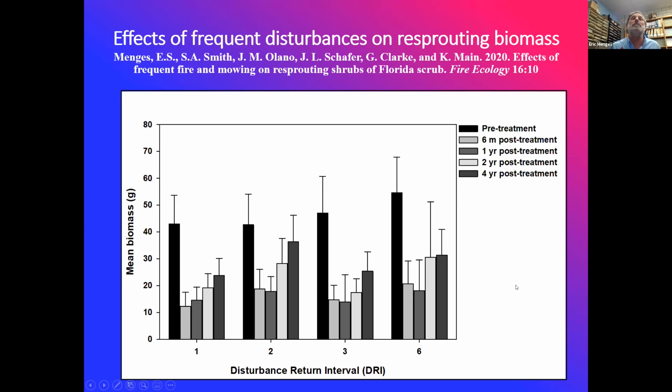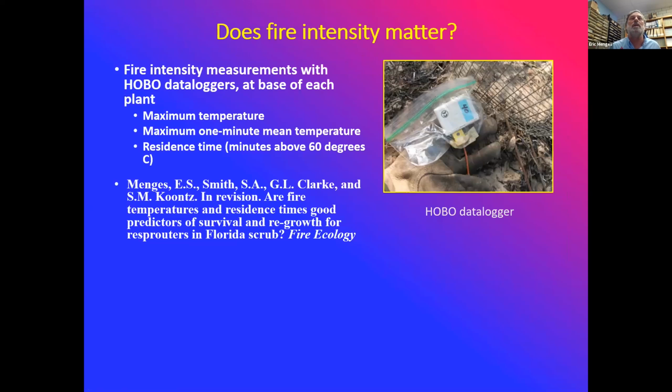So our main conclusion from this is that really frequent disturbance is not going to have a big effect on the resprouting plants. They may have effects on plants that don't resprout. We also did a long-term study over a decade with dozens of fires looking at fire intensity effects on resprouting. We use these HOBO data loggers you see in the picture to measure temperature at 2-second intervals, calculating 1-minute means and residence times. This paper is going to be published soon, I hope, in Fire Ecology.